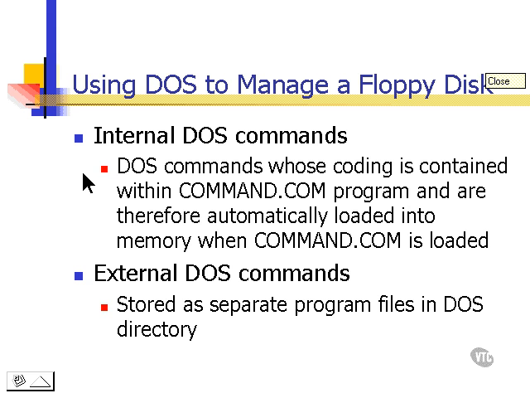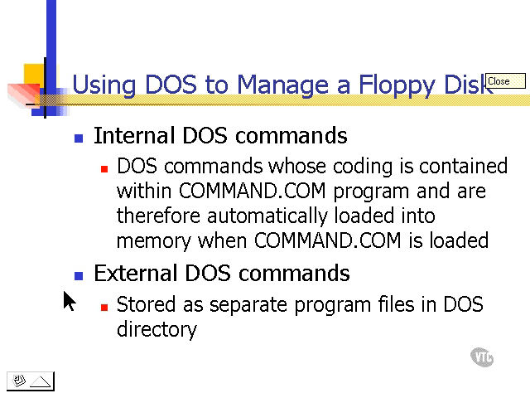The internal DOS commands are DOS commands whose coding is contained within a program called Command.com, which has to be on any disk that's called a system disk. It's automatically loaded into memory. When Command.com is loaded, the DOS commands will automatically be loaded into memory with it. External DOS commands are stored as separate program files, and they wait for us to instigate those commands.